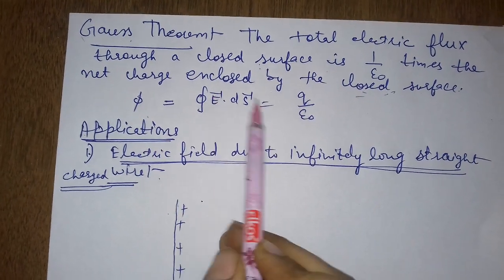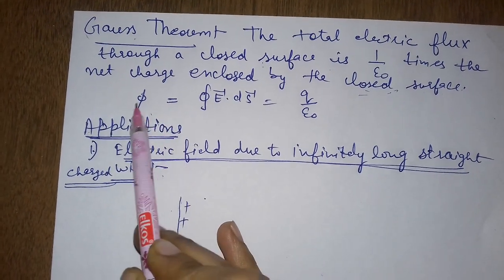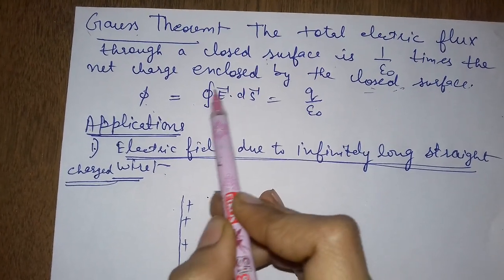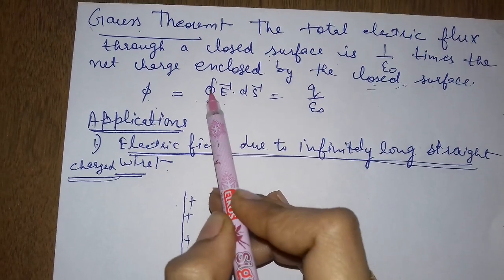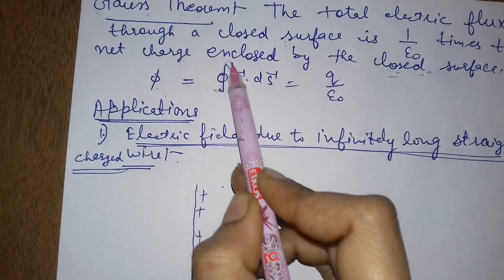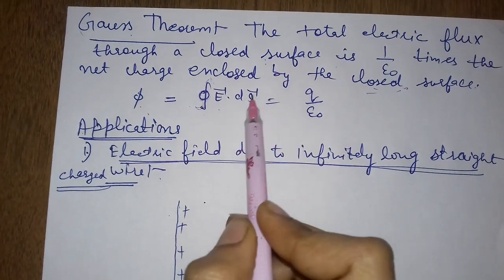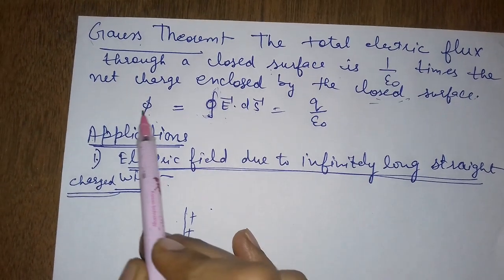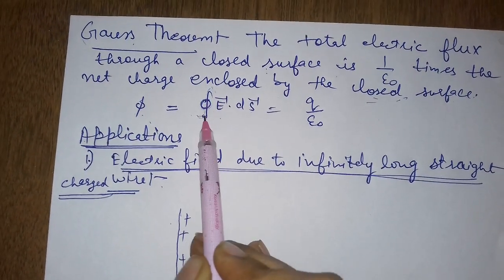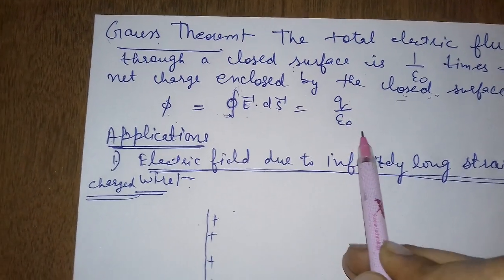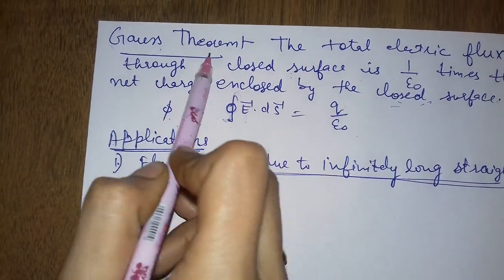And the mathematical statement is phi, that is flux. Flux is equal to closed surface integral. This is the symbol of closed surface, right? This loop. So ds for area vector. So flux is written as closed integral of E dot ds, which is equal to Q by epsilon naught. This is the statement of Gauss theorem.